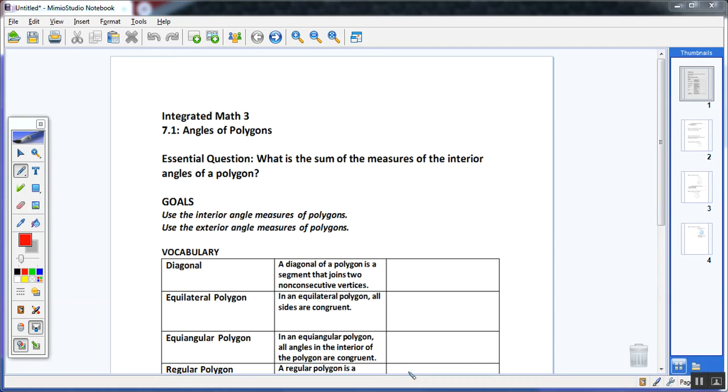We spent a lot of time looking at properties of triangles in the last chapter. This chapter we're going to start looking at angles again, but not just of triangles. We're going to start talking about all polygons here.